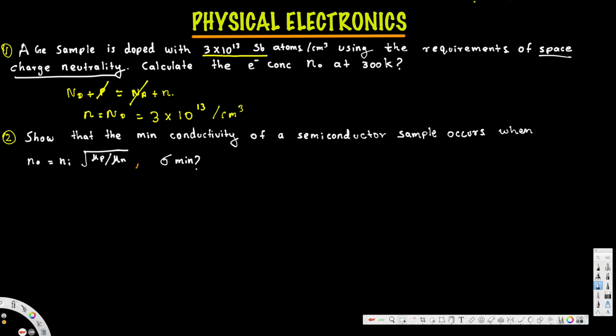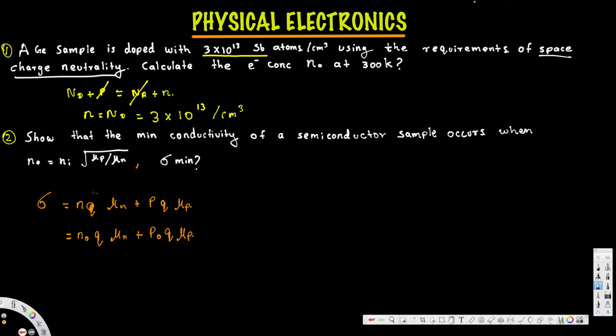Okay, so this is conductivity. Now let's go ahead and prove this one. This is kind of a proof question. So to find this one, first we have to know the conductivity equation that's given by sigma is equal to N Q mu N plus P Q mu P, which also can be written as N0 Q mu N plus P0 Q mu P.